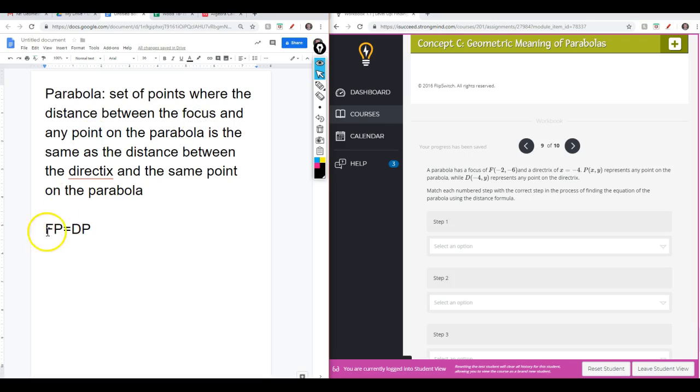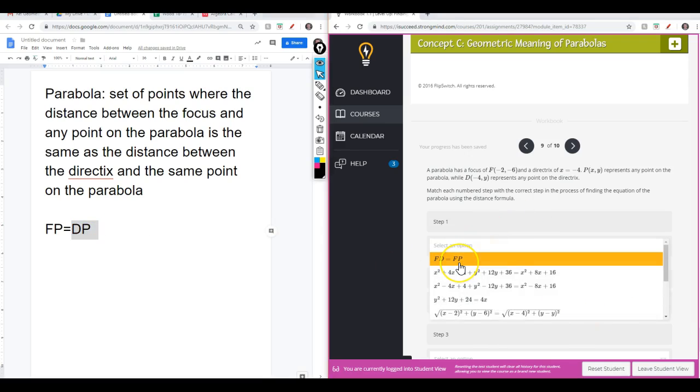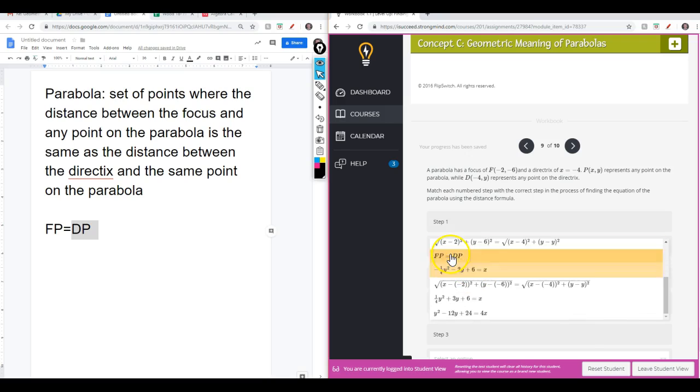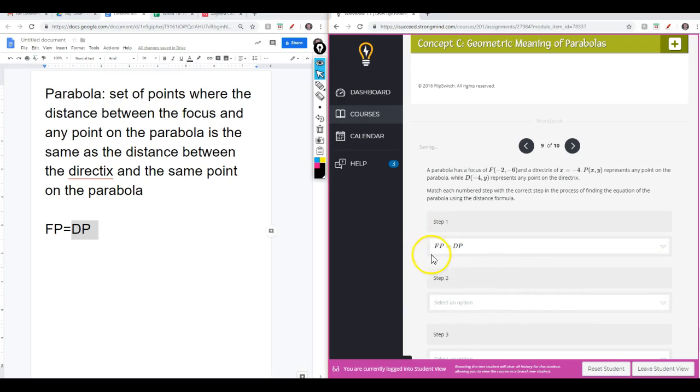Okay, so remember that the definition of a parabola is having the distance between the focus and any point on the parabola, represented by FP, equaling the distance between the directrix and that same point, represented by DP. So we're looking for FP equal to DP. The distance from the focus to the point is going to equal the distance from the directrix to the point.